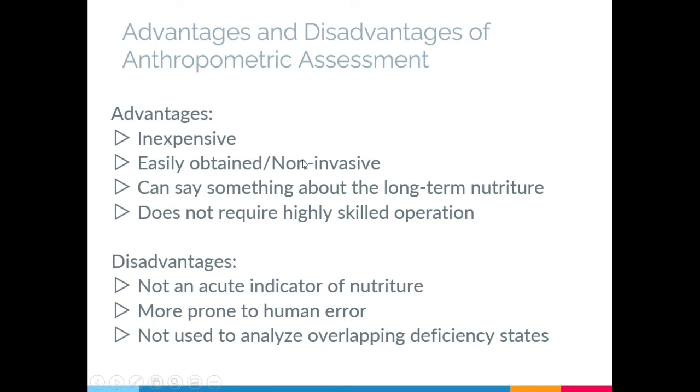ma-detect sa antro. Okay? And this is more prone to human error, especially if di ka kabalo unsaon pagsukat sa height yun nga sakto. Okay? If error no ang pag-read nimo sa measurement, for example sa timbangan, okay? So that's why it's more prone to human error. And this is not used to analyze overlapping deficiency states. Antro can only detect energy as well as macronutrient malnutrition.